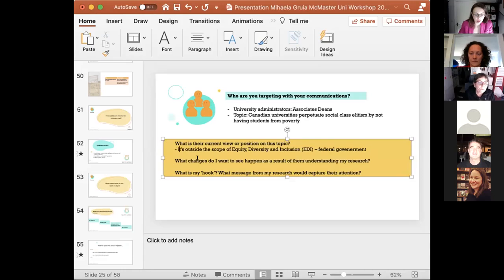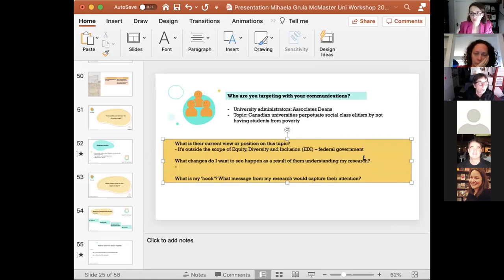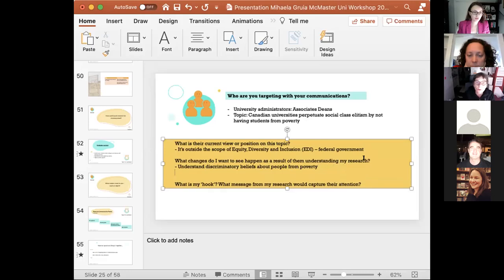Right, okay. So what changes would you like to happen as a result of them understanding your research and the importance of having individuals from poverty attend universities? What would you like them to do? Well, a couple things. One is to understand discriminatory beliefs held about people from poverty, because there's a tendency to think about people from poverty as deficit-based. So looking at those colonial class-based narratives, I would like them to go, let's not just do the status quo in terms of EDI, that they would add social class discrimination.